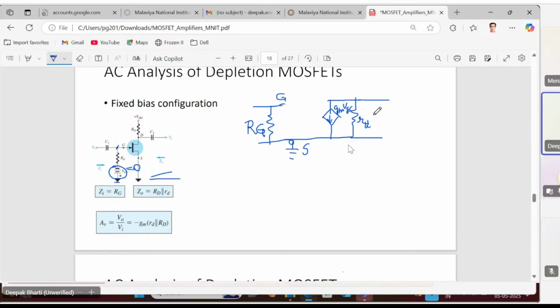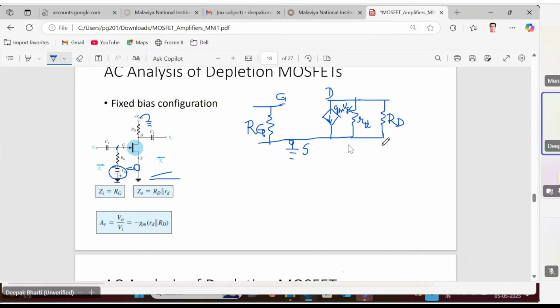Next, what about RD? RD is connected between drain and VDD. But as per the rule of the AC analysis, the VDD should be put to ground. So RD is connected between drain and ground. So this terminal is the drain terminal, and RD is connected between the drain terminal and the ground terminal. RD is this, between drain and ground. Now let's try to find out.